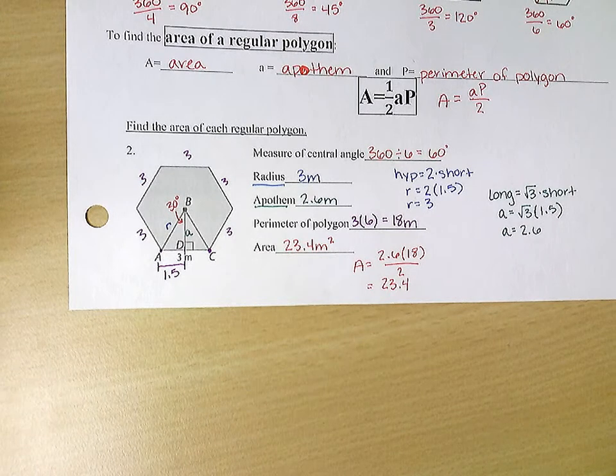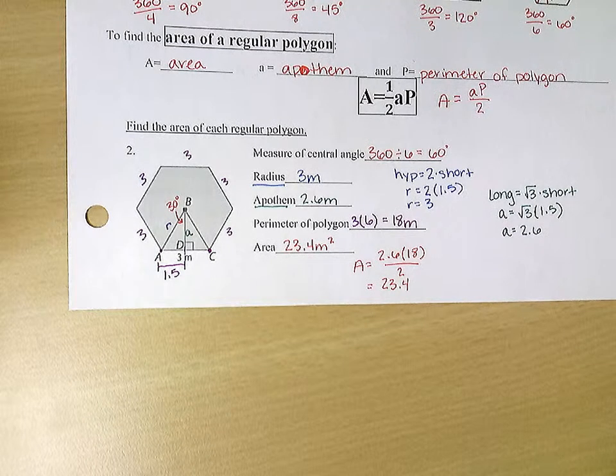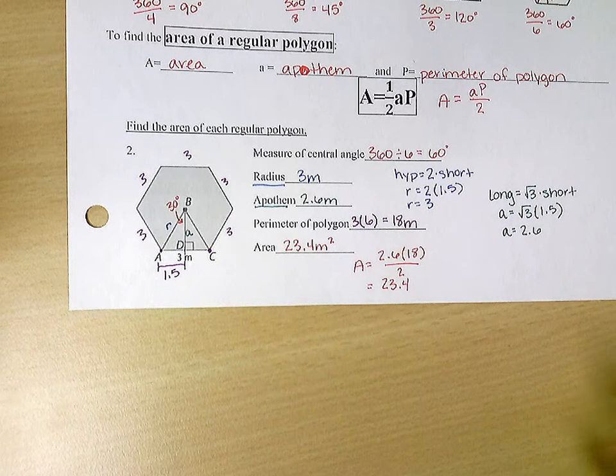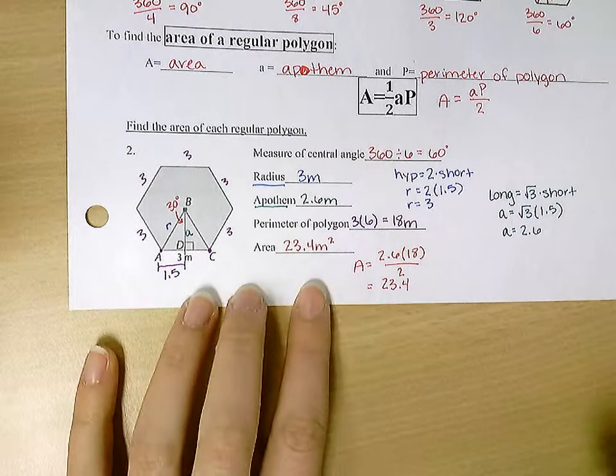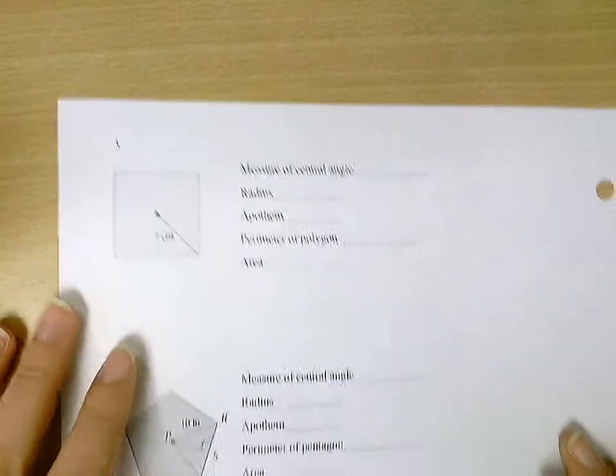Okay, so we are just applying what we had talked about at the beginning of the year with special right triangles to our regular polygon. If you need to, you can redraw that triangle on the outside just to make it a little bit bigger and easier to look at. But any questions on this problem here? All right, then we're going to do another one on the back.